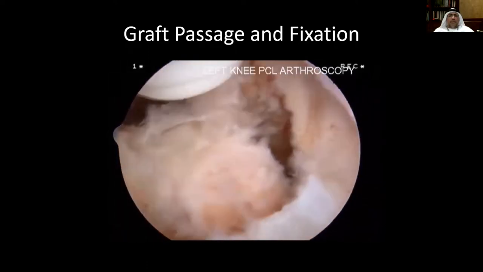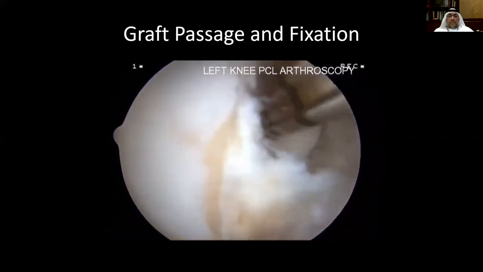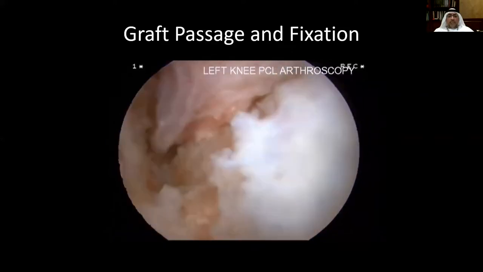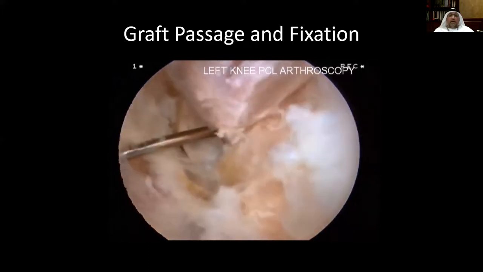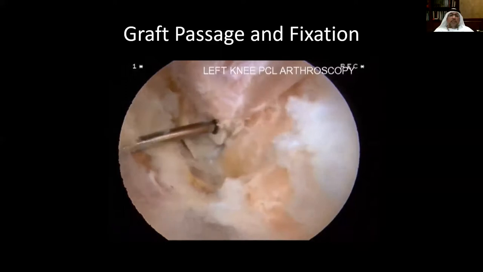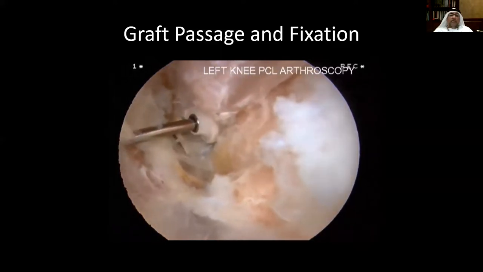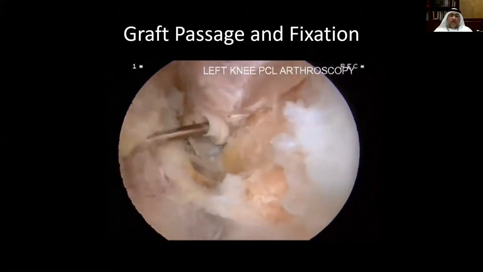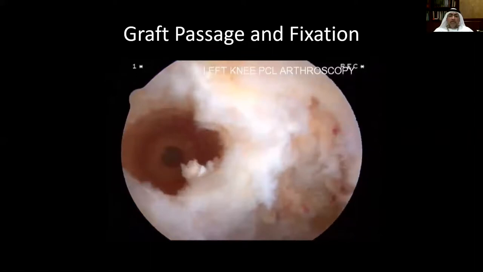Here you can see I'm looking from the posterior medial, and the probe is coming from the anterior, and the screw is coming from anterior to posterior, and it is at the cortical fixation, so I know that my fixation is good and solid.